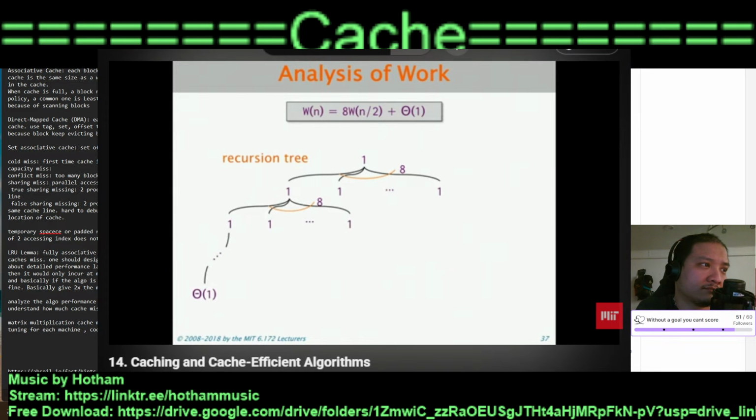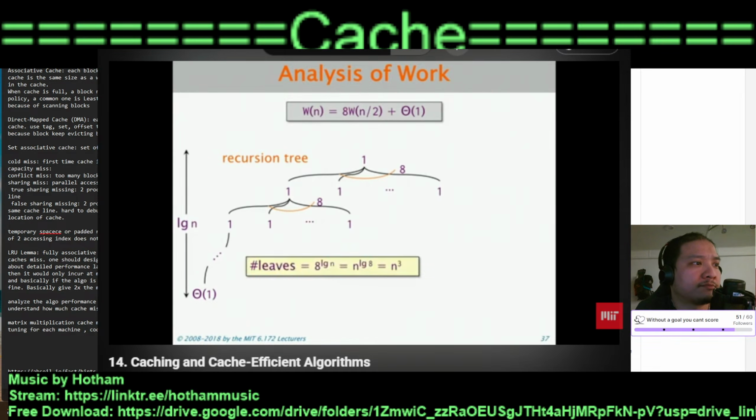How many levels do I have until I get to the leaves? Log n. Yes, and what's the base of the log? It's log base 2 of n, because I'm dividing my problem size by 2 every time. And therefore, the number of leaves I have is going to be 8 to the log base 2 of n, because I'm branching 8 ways every time. 8 to the log base 2 of n is the same as n to the log base 2 of 8, which is n cubed.